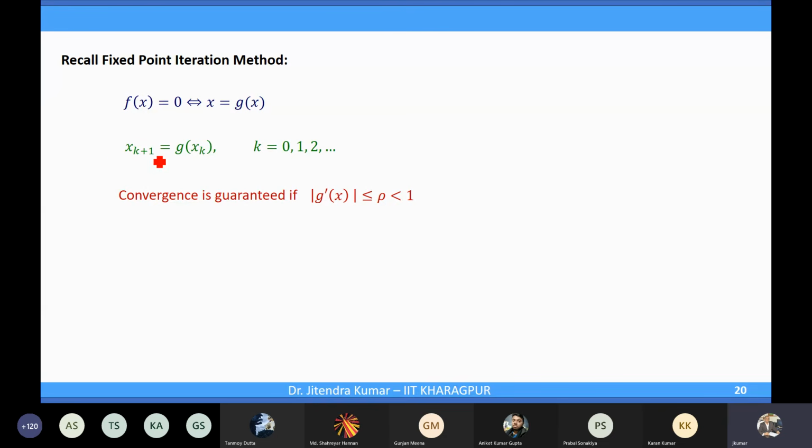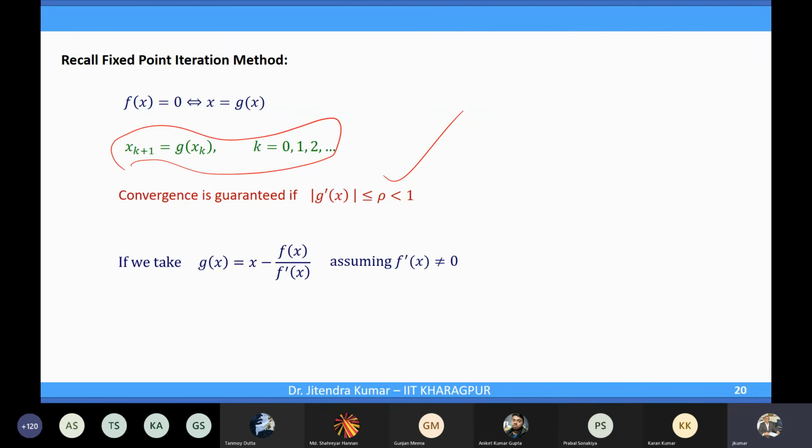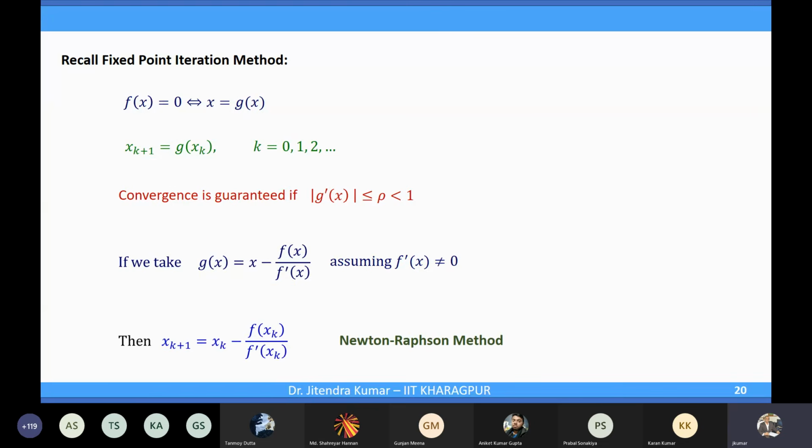And you also remember that the convergence of the fixed point iteration method was based on this condition that g prime should be strictly less than 1. And if we take our g(x) as x minus f(x) over f prime(x), so basically we have this Newton-Raphson method, which is given here. It is a special case of the fixed point iteration method, right?